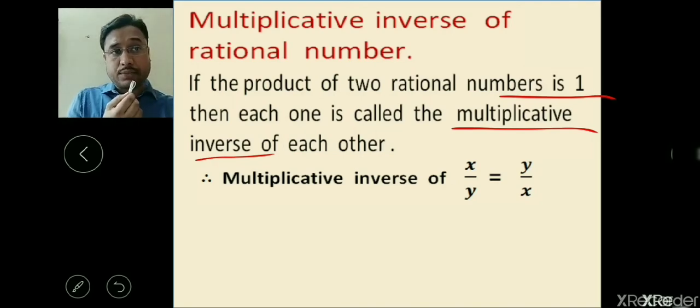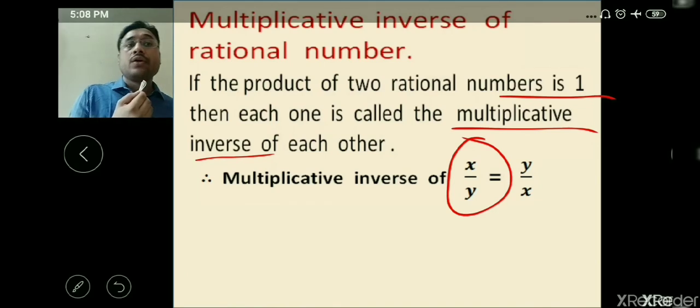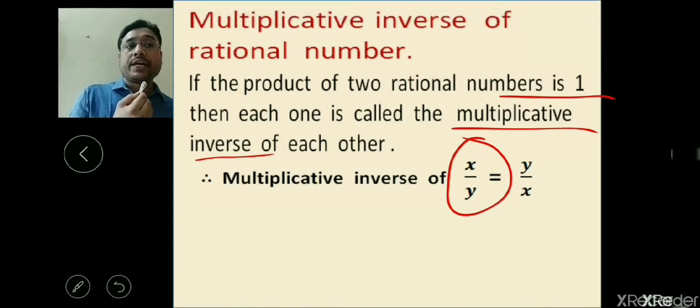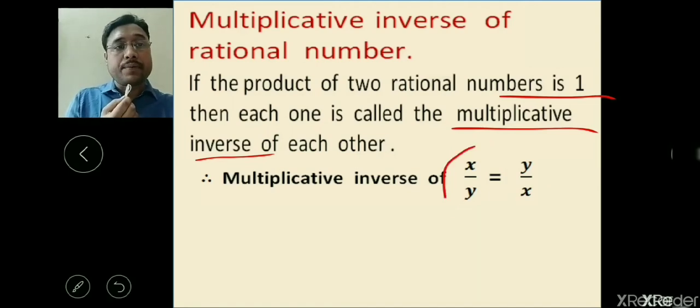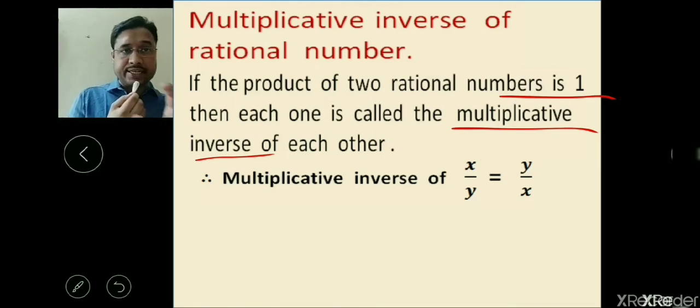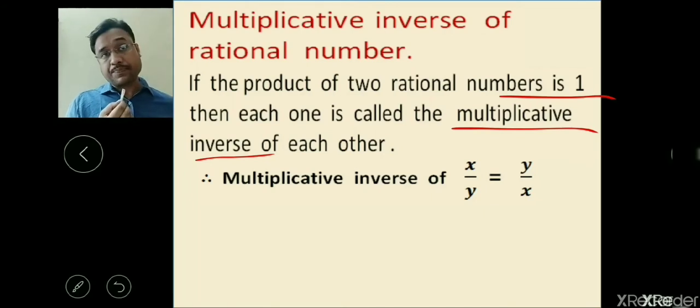Multiplicative inverse of x by y is y by x. Okay, you can write that. That means you will interchange the numerator and denominator places. At the place of numerator, you will write the denominator, and at the place of denominator, we will write the numerator.